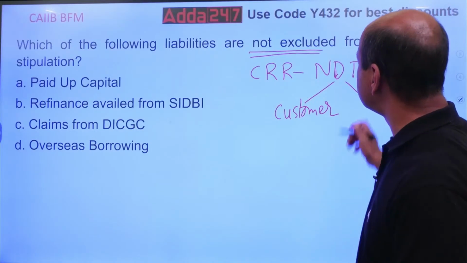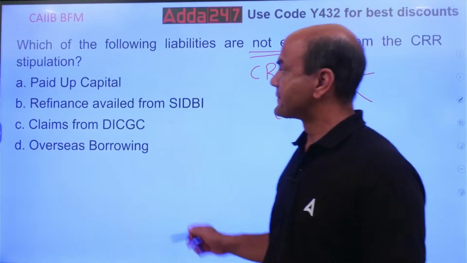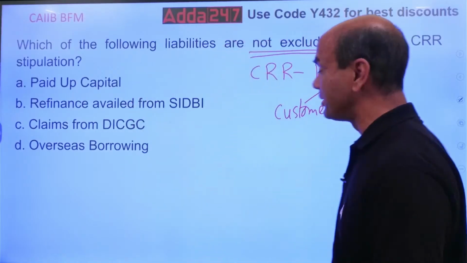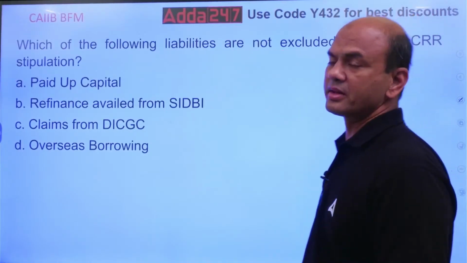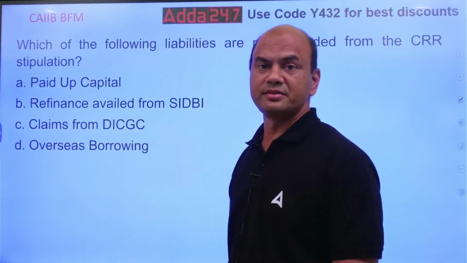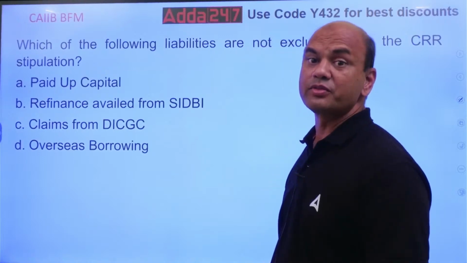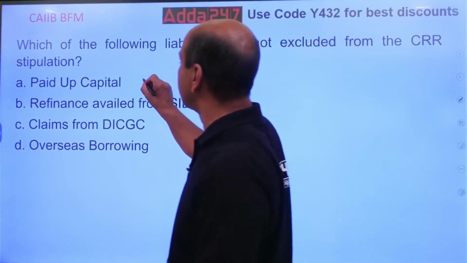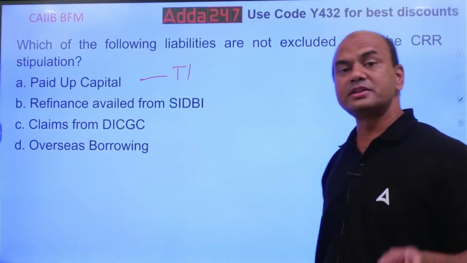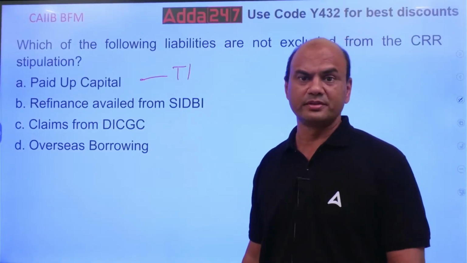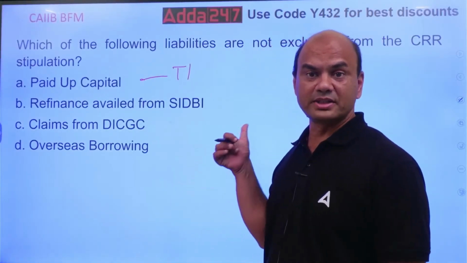So what do we include in these demand and term liabilities then? Paid up capital. Is it a part of demand and term liabilities? Let's see one by one. Paid up capital is a part of the capital part, tier 1 capital. This is not a part of your business. It's a part of your capital. So that's why this will never be included in your CRR calculations.